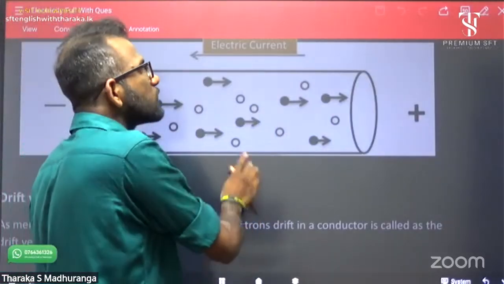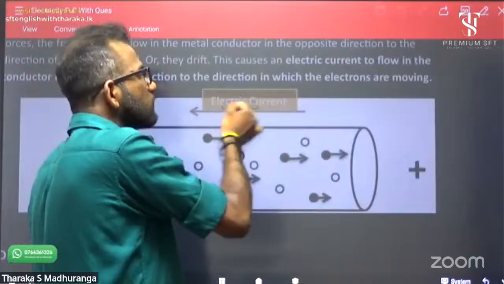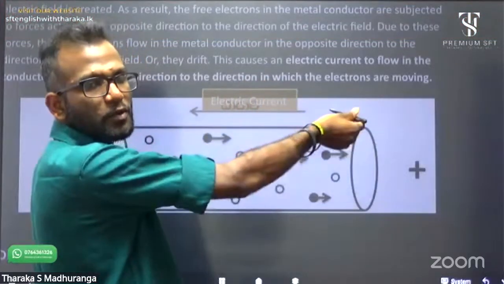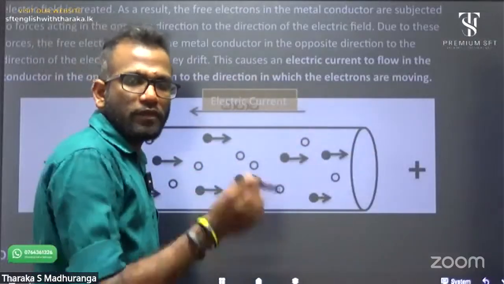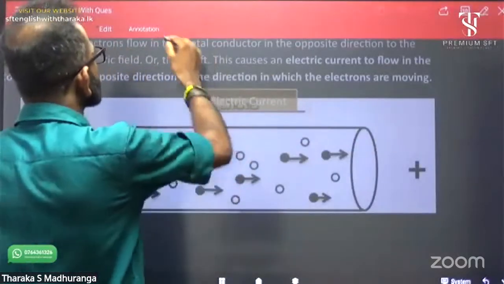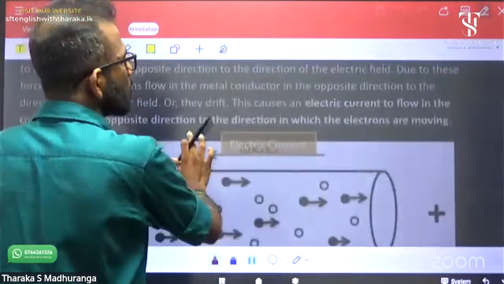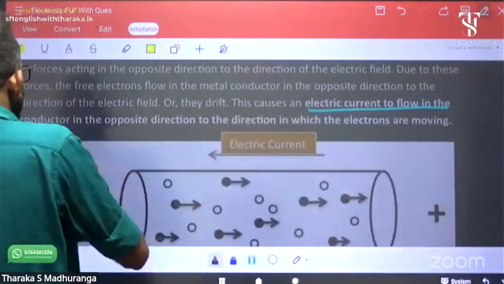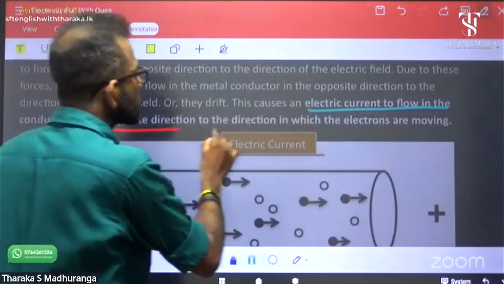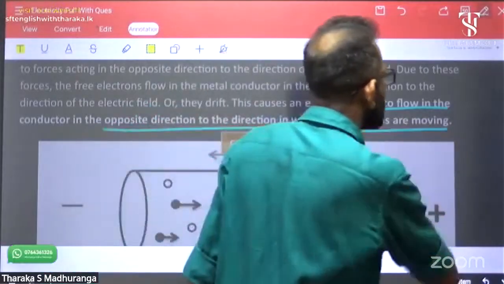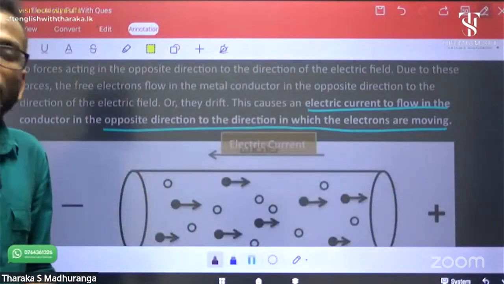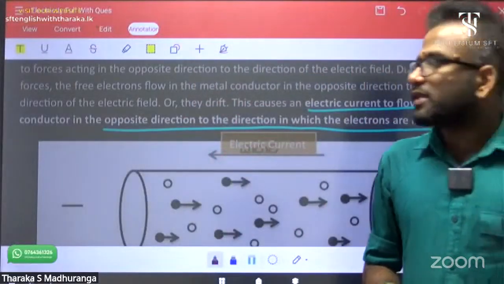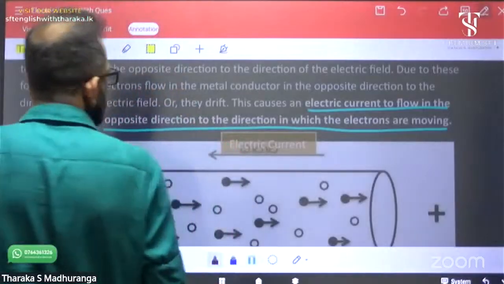The opposite direction of the electron movement direction is what we call the current direction. This is the electric current direction, from positive to negative. See, electric current flows in the conductor in the opposite direction to the direction in which electrons are moving. Okay, this is the basic story of electricity.